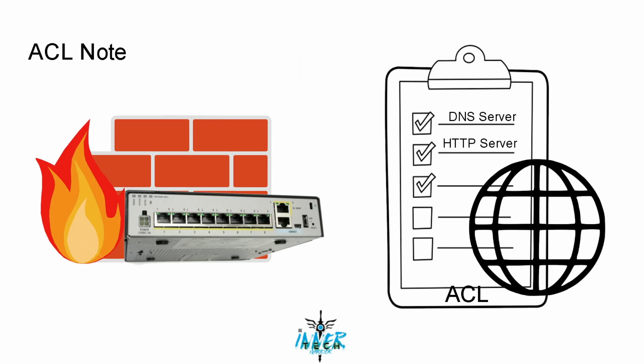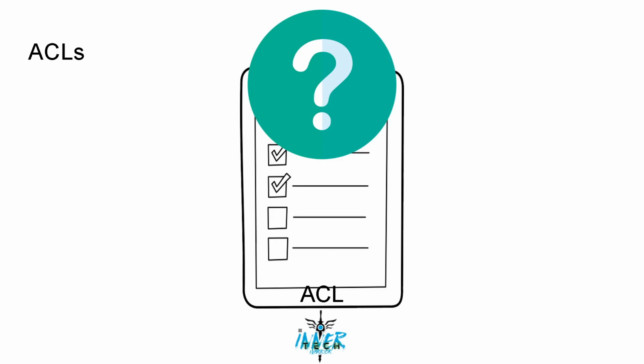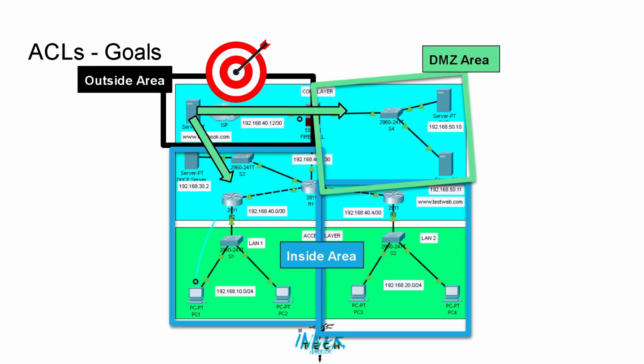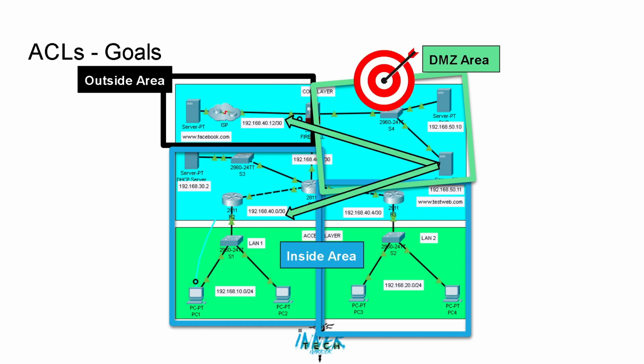On the ASA firewall, it's slightly different than in the switches or routers. On the ASA, we assign the access list to the interface from global configuration mode instead of through the interface configuration mode. So what ACLs do we actually need? First, let's redefine the goals. Goal 1. Facebook.com should be available to both the DMZ and internal network. Goal 2. Testweb.com should be available to both the outside network and internal network.